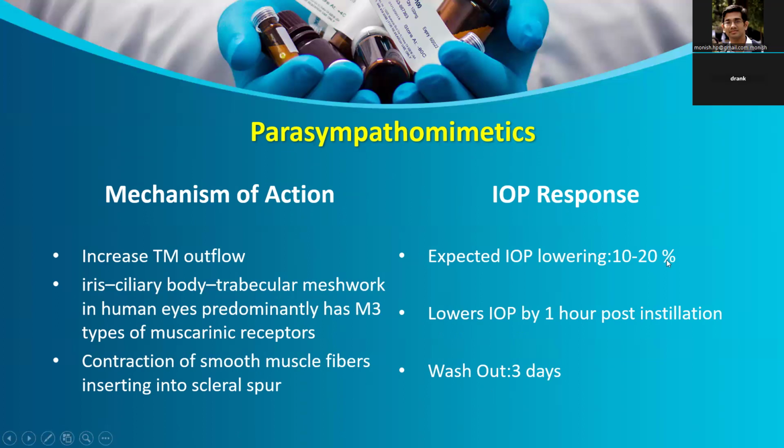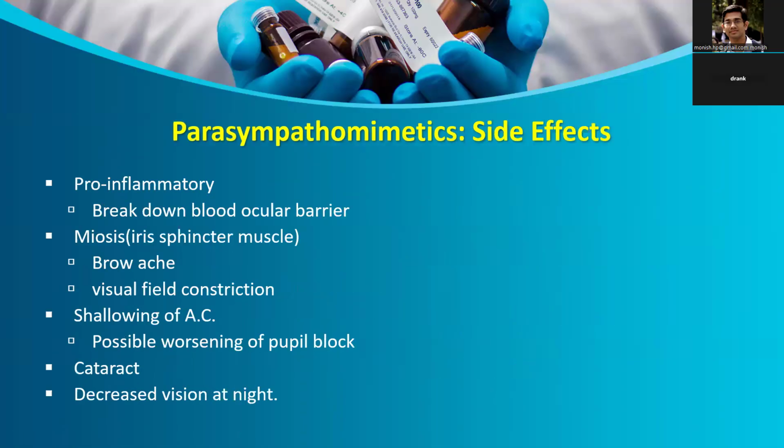It causes a lowering of around 10 to 20% of IOP by 1 hour post instillation and takes around 3 days for the washout of the drug. What are the side effects? There are several drawbacks because of multiple side effects with cholinergic drugs, and thus they are used least commonly nowadays for glaucoma treatment. They are pro-inflammatory. It causes myosis because of contraction of the iris sphincter muscles.